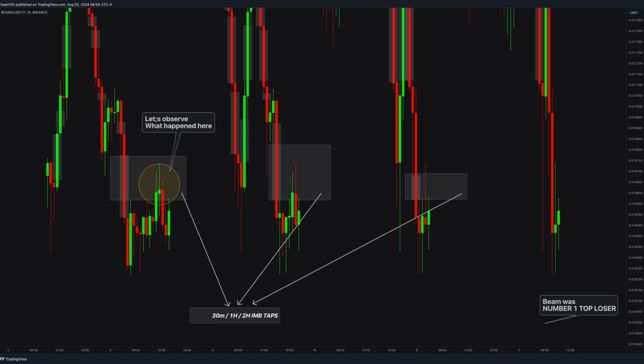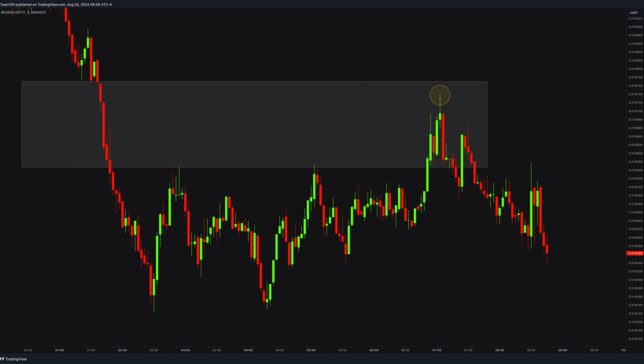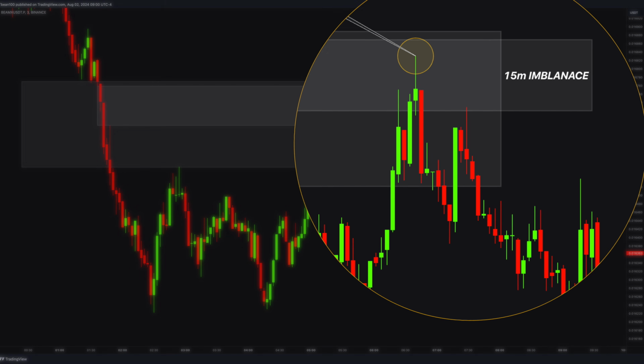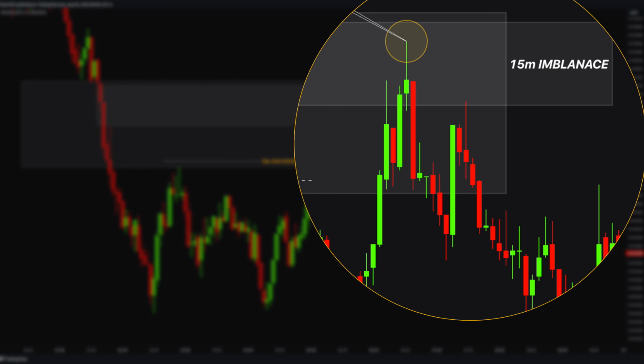This yellow area is where we analyze the lower time frames. So, this was the point where the price taps the 30-minute, 1-hour and 2-hour imbalances. What happens here? Let's see. First, price also taps the 15-minute imbalance in this area. It also sweeps the inner liquidity area with these equal highs. And right here, the inner small structure shifts with a small 3-minute inner BPR.